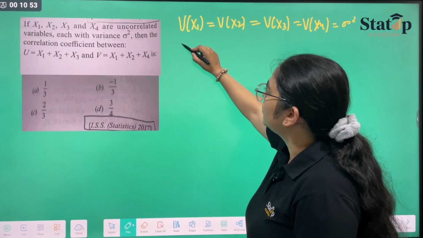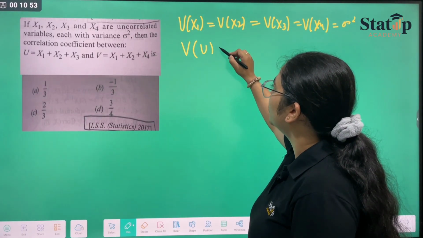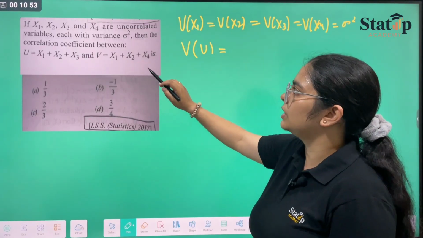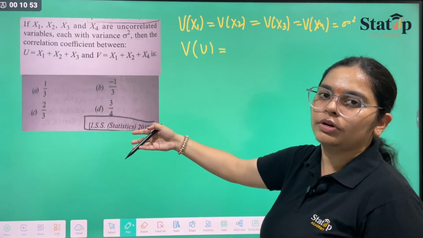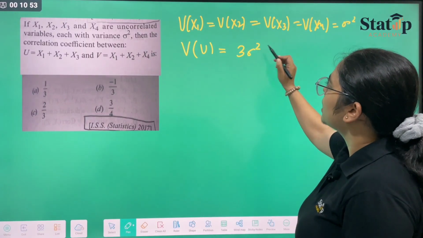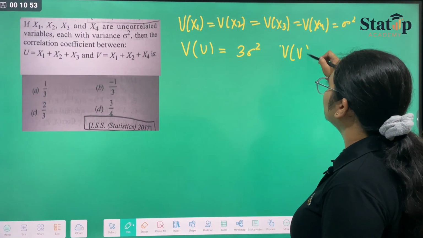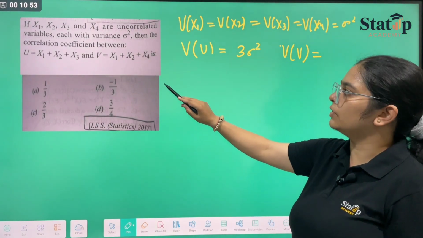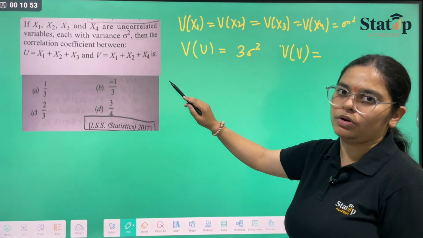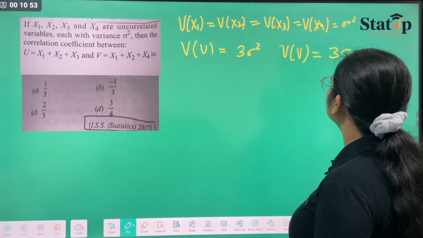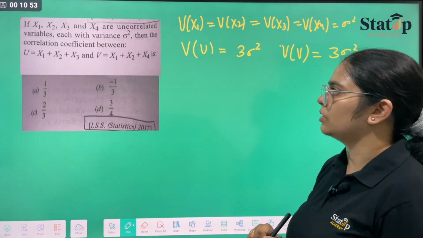So first of all, we have to find out the variance of u. Variance of u is variance of x1 plus x2 plus x3, and since they are uncorrelated, the covariance will become 0, so it will be 3 sigma square. And similarly, variance of v will be variance of x1 plus variance of x2 plus variance of x4, and the covariance terms will be 0, so hence it will also be 3 sigma square.